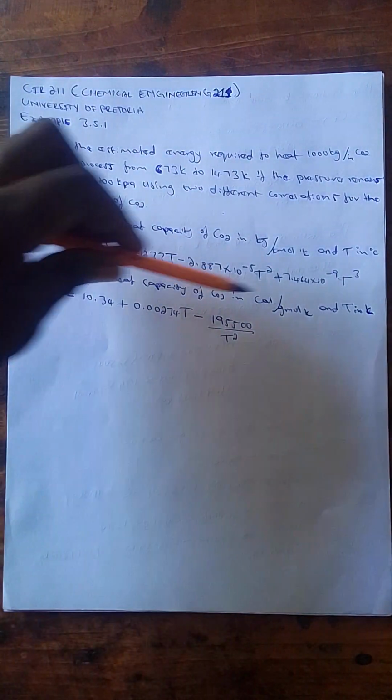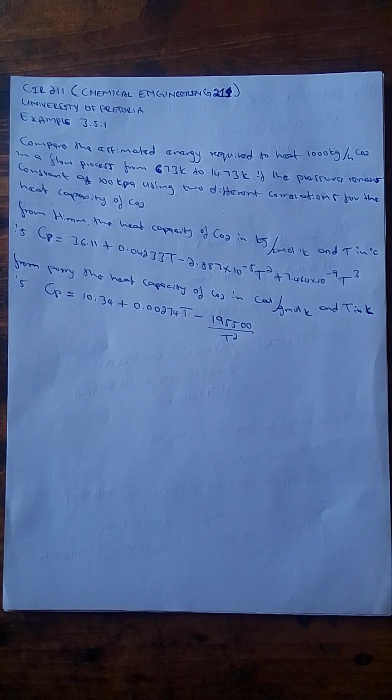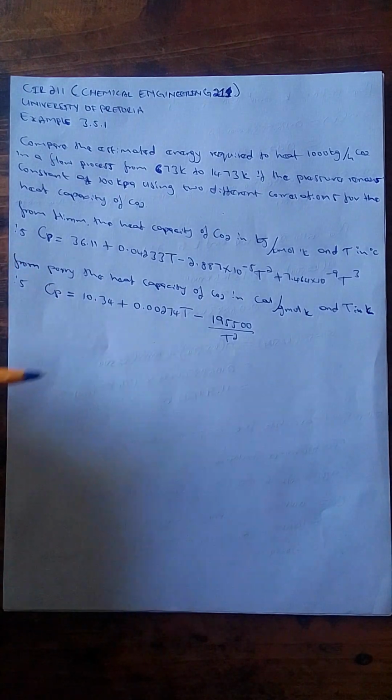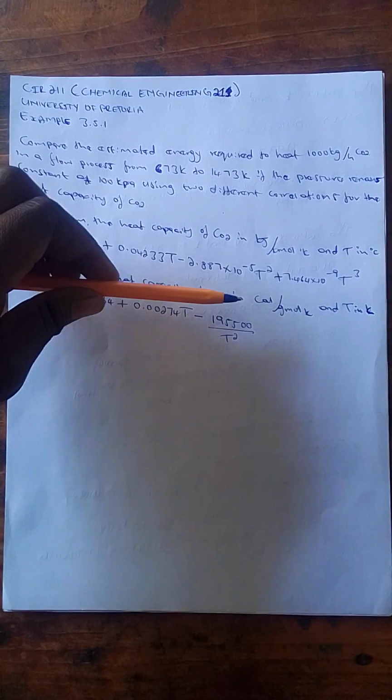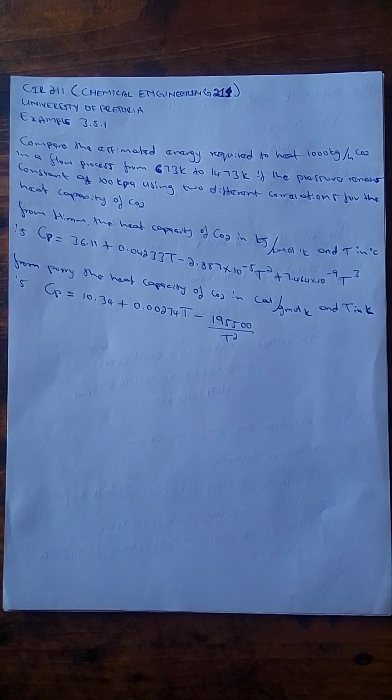So, and then we come to the Perry, which is Cp is equal to 10.34 plus 0.00274 T minus 195500 over T squared. Now, the heat capacity of Perry is in units of calorie per gram mole Kelvin, and T is in Kelvin. So in Perry, there isn't really much to explain there.